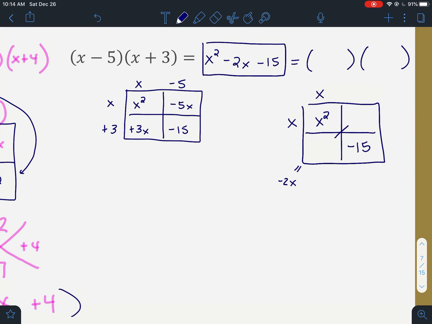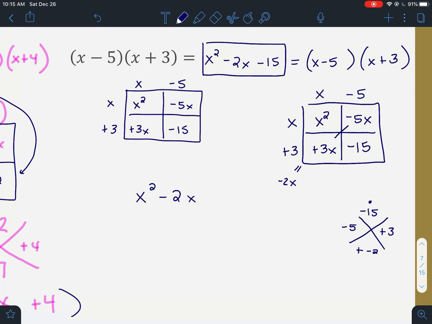I know when I add up those two middle boxes, I need to get negative 2x. So I need to think what two numbers would multiply and give me negative 15 and add to give me negative 2. So what numbers multiply to negative 15 and add to negative 2? That would be negative 5 and positive 3. So I need a negative 5 and a positive 3. So this would be negative 5x, this would be positive 3x. And it works out. So I need x minus 5 and x plus 3.